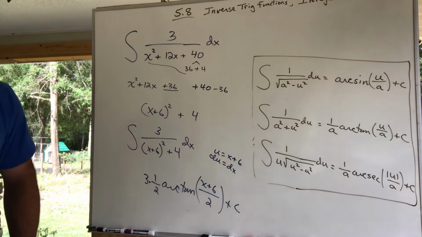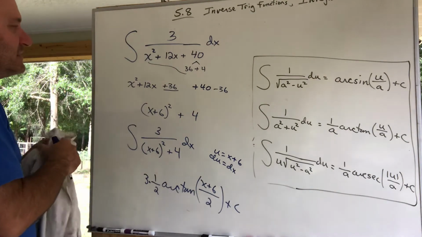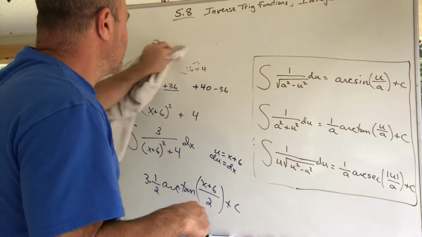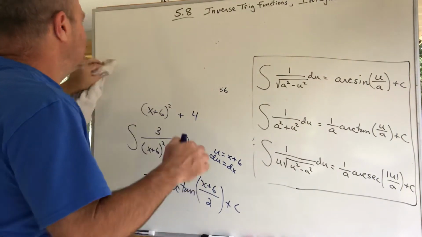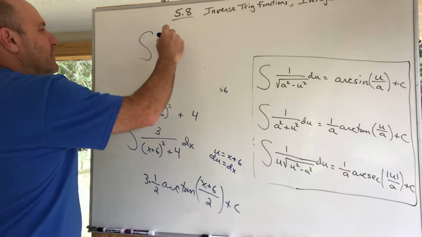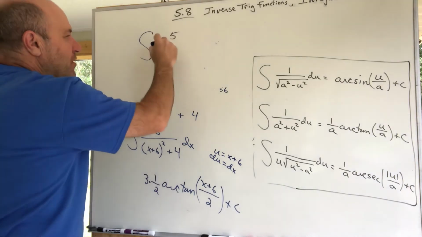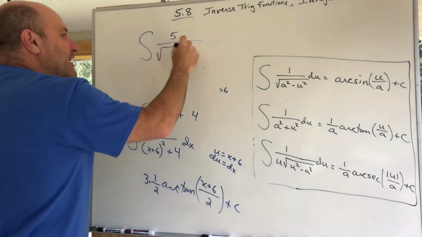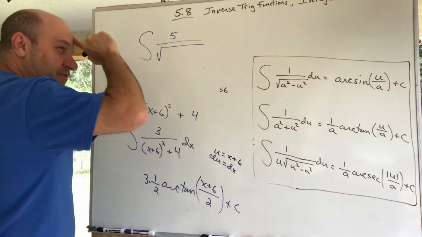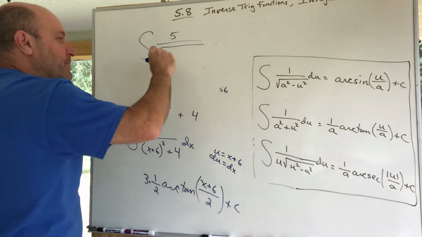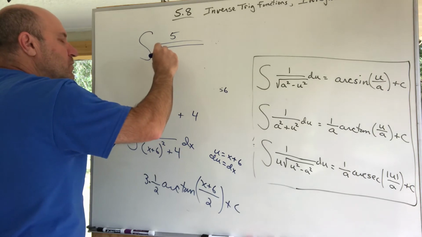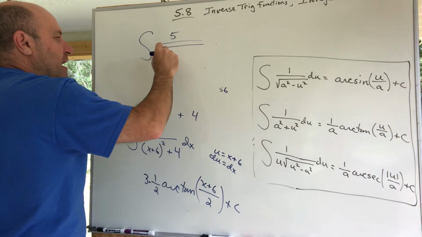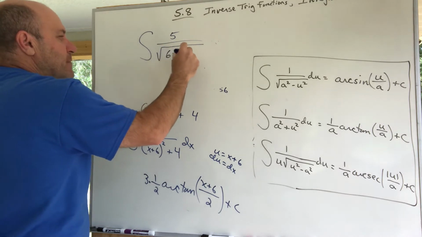I want to erase it and do another one here. Look at this one. I like to put some weird number on top. It doesn't really matter. You're allowed to pull it out front. And then I construct the problem like this. I'm going to try a 6x minus x squared.